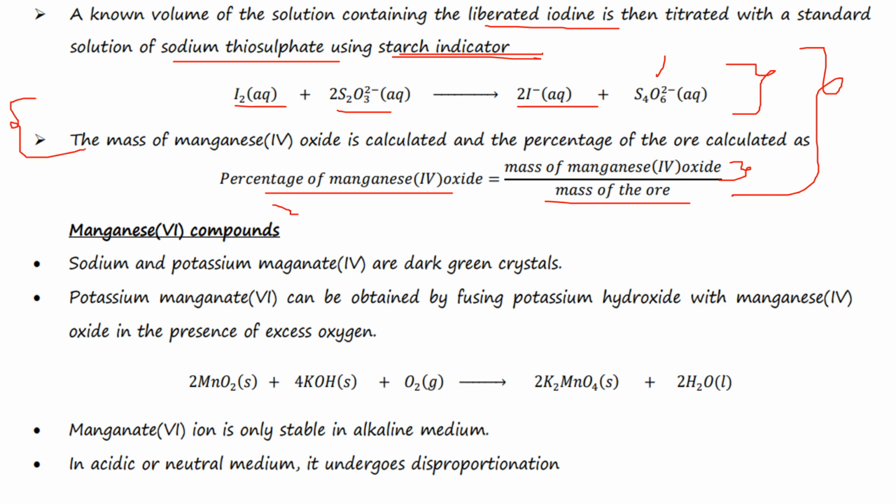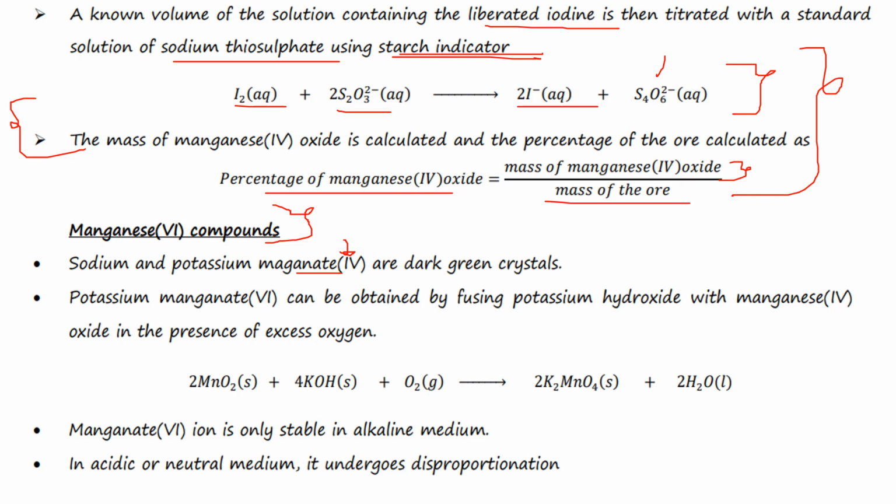Now let's look at the other compounds of manganese, which are the compounds of manganese present in the +6 oxidation state. You're going to start with sodium and potassium manganate 6. I think this was a mistake. This was supposed to be manganate 6, not manganese 4. So make sure that you edit that as you're taking your notes.